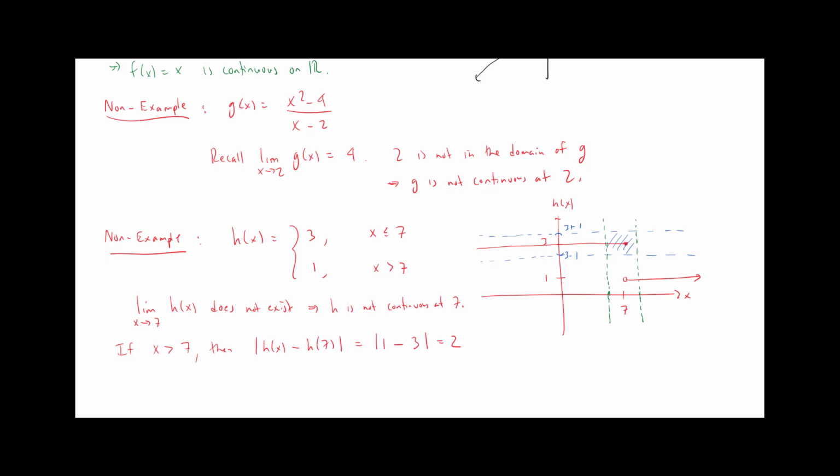And that will certainly be greater than many epsilons. It's certainly greater than, say, 1. Okay, so that would be, say, some potential epsilon. So that means that no matter what coin we choose, we can never get this difference to be less than, say, epsilon equals 1. Okay, so all of these reasons tell us h is not continuous at 7.